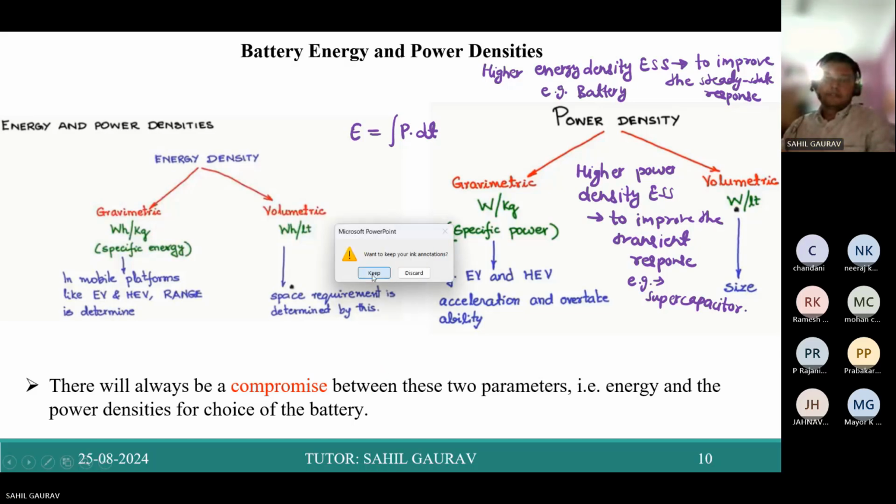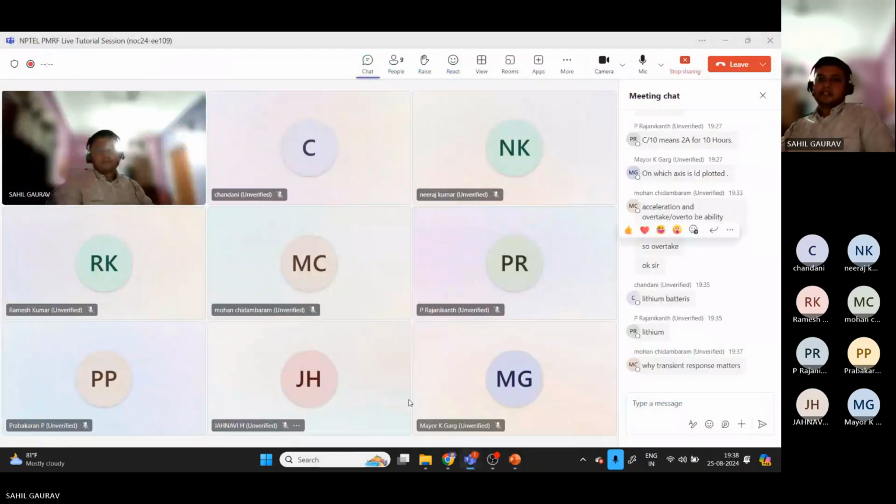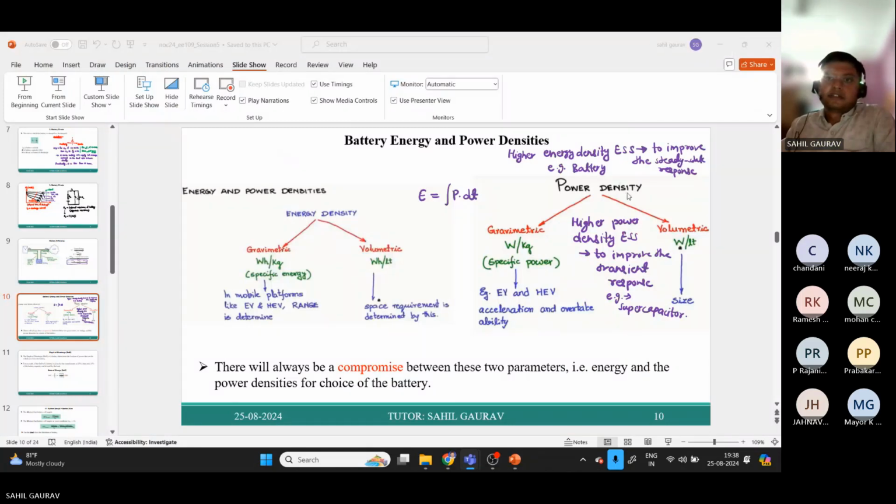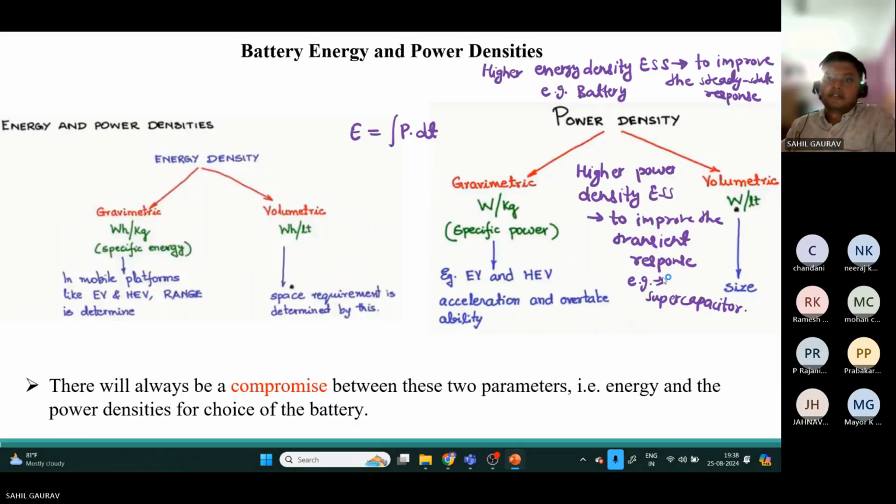What you asked? Why transient response matters? Yeah, transient response, that is a different field, but here I just want to let you know about the meaning of power density, energy density. So transient response really matters. If your voltage and current values go beyond certain limit, then your relays will trip. So then your circuit breaker will trip through the relays. In that case, unnecessarily some part of customers will be affected. So to avoid the unwanted trips, we need better transient response.